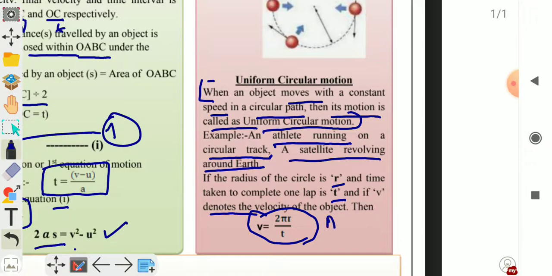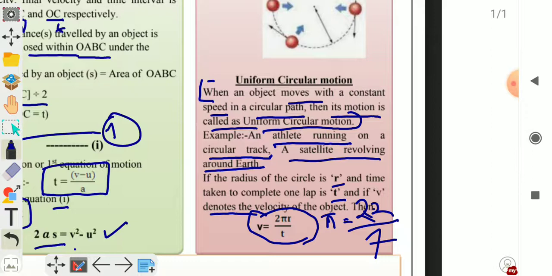The value of pi is 22 upon 7. It is a fixed value. Pi is equal to 22 upon 7. So from this formula we can find out the circular motion of an object.